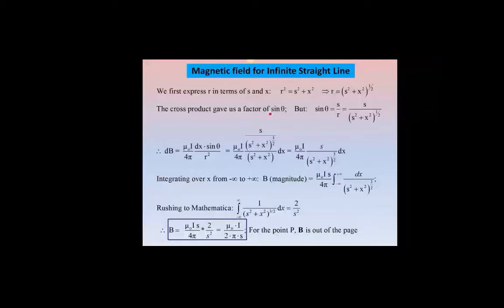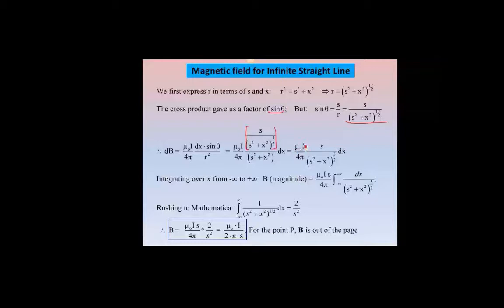The cross product gives us the factor sine of theta, but let's express that in terms of s and x, and so this would be s over r. Put in r equaling this quantity here, and so you end up with the sine of theta given by this expression here. If you come back to dB, which is written here, and we've taken cross products, so the magnitude has the sine theta in it, then if you substitute in the sine of theta, which is right here, and you substitute in r squared, which is right here, then simplify, and this is dB.